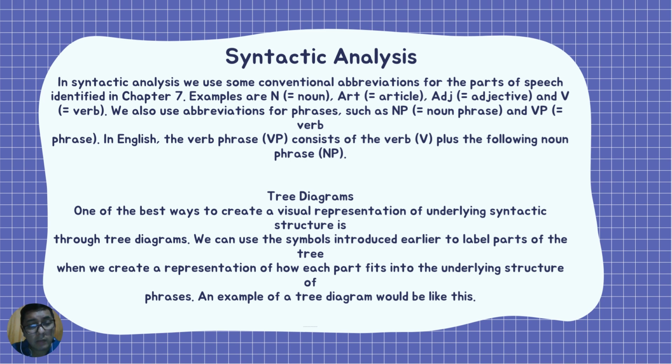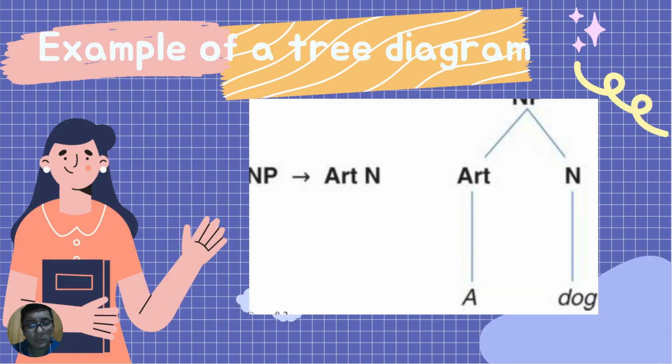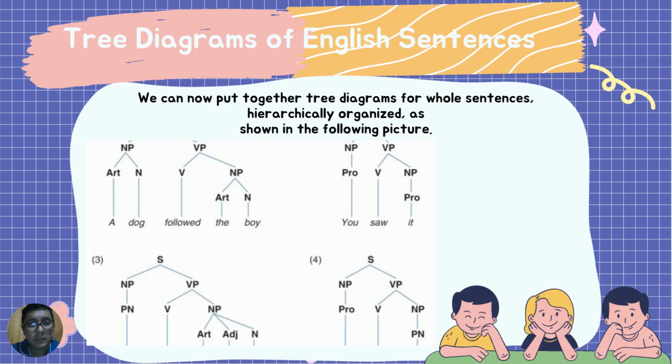when we create a representation of how each part fits into the underlying structure of phrases. An example of a tree diagram will be like this. Let me show you an example. So as you can see here, we have NP, which is noun phrase. A noun phrase is composed of an article and a noun, a dog. That's a noun phrase, a simple noun phrase. But let's see in more detail tree diagrams of English sentences.